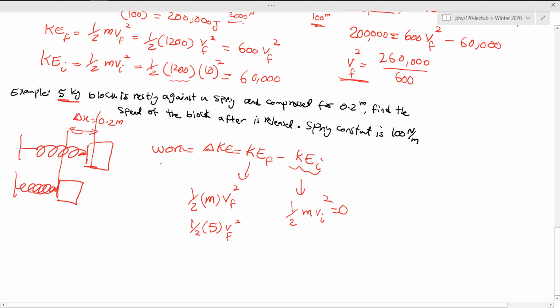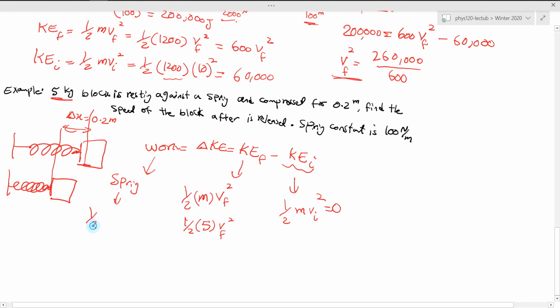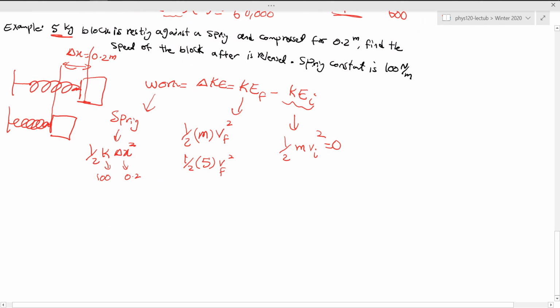Now, how much work do we do? Work is simply from a spring. We don't have any other work here. And work from a spring is half of K delta x to the power of 2. Let's solve it. So we have half of K delta x to the power of 2. And then the value for K is given to us as 100. Delta x is given as 0.2. Then I can actually start solving the problem.